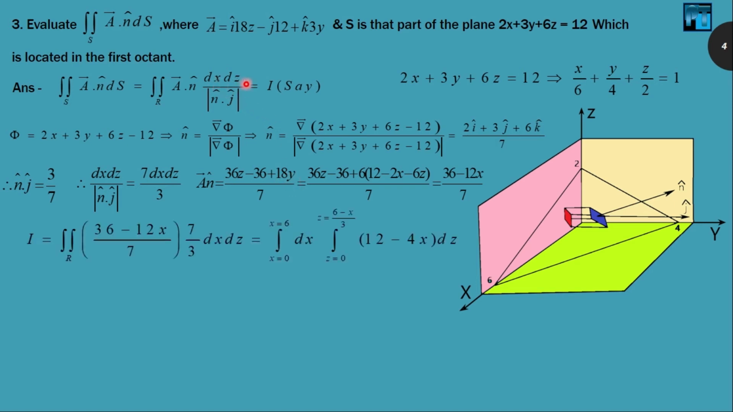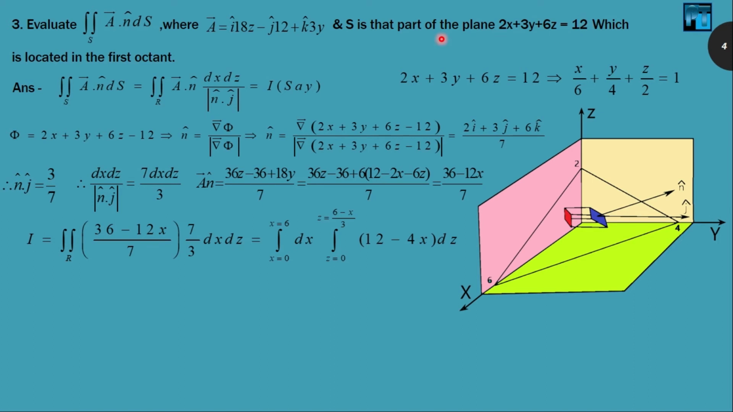Now A dot n cap has this value, dx dz has its own value, dx dz by mod of n cap dot j cap is 7 dx dz by 3, with mod of n cap dot j cap being 3 by 7. So after putting all the values, we have this is dx and this is 12 minus 4x dz. Now these variables are dependent. Why?